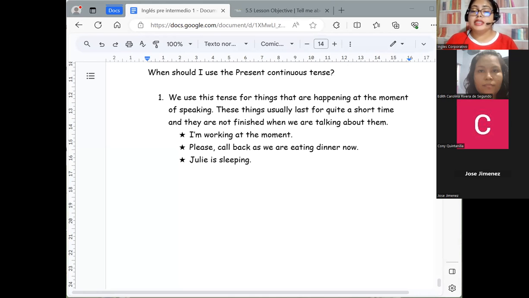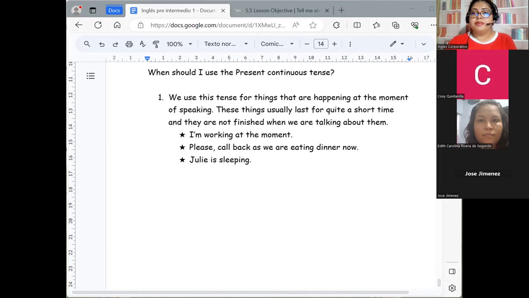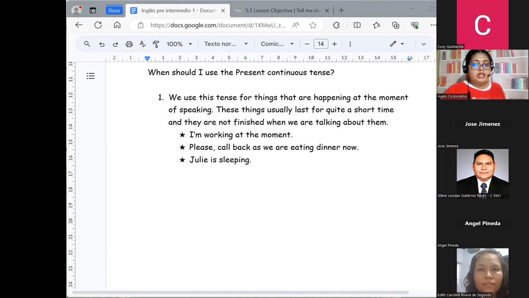Now, this is the first use that we were seeing yesterday. In this case, we are going to use this tense for things that are happening at the moment of speaking. Good evening. So we are going to use this structure when we are talking about an activity that is happening in the same moment in which we are talking.